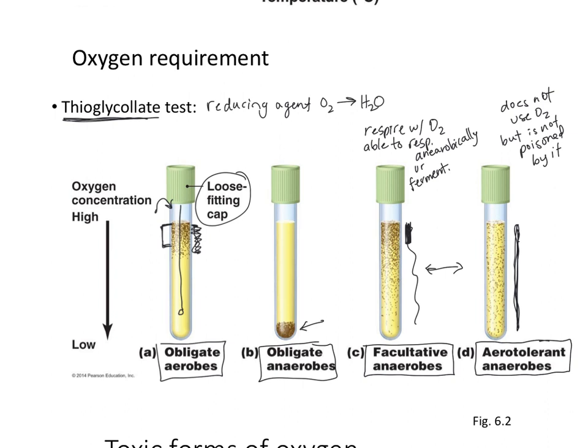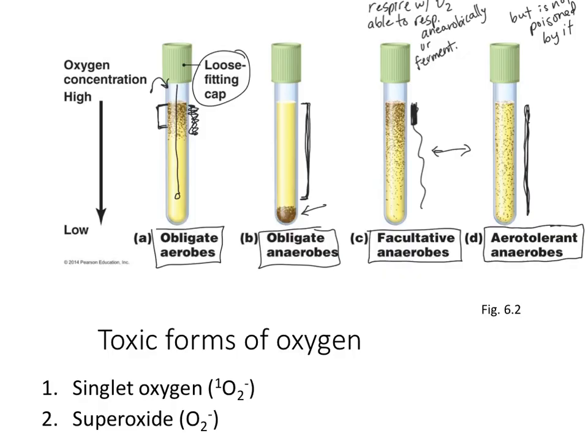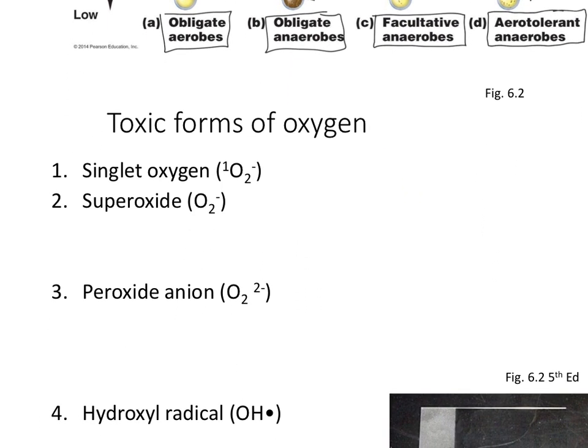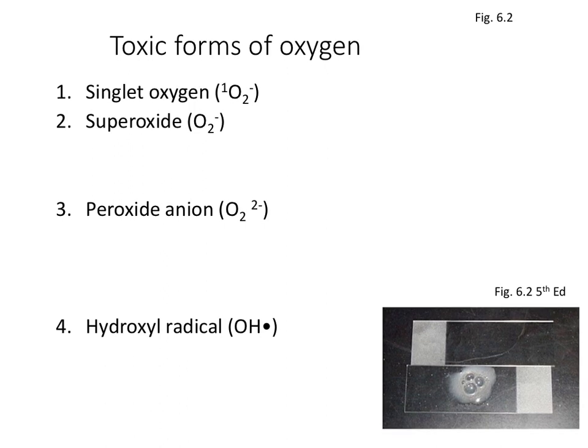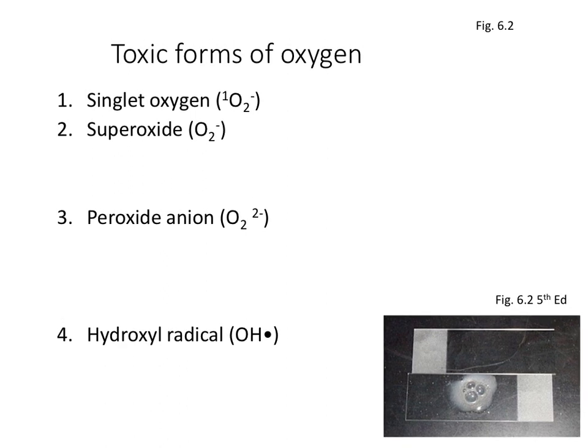To add another nuance to this, it's actually not atmospheric oxygen that would, say, poison organisms. So the reason an obligate anaerobe is not growing here is not because they're poisoned by oxygen per se. It's actually other forms of oxygen that they don't have the capability to detoxify. All right, so I want to think a little bit about toxic forms of oxygen. Your book does address this a little bit.